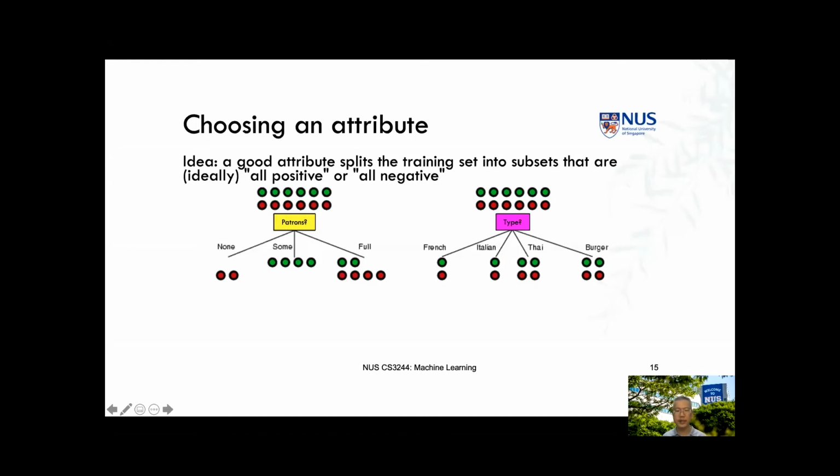So look at this case. This is a case of deciding whether to go to a restaurant. Pretend COVID-19 isn't around. We basically have 12 cases of past restaurant visits in the history. 6 of them are positive, in green, and 6 of them are negative, in red.